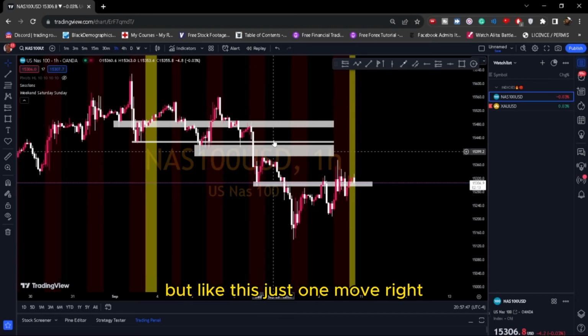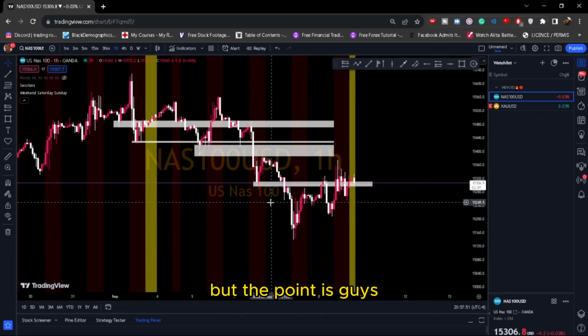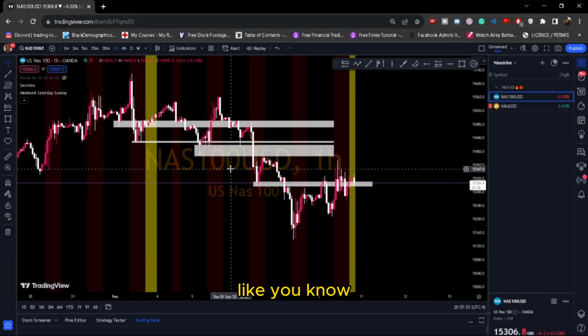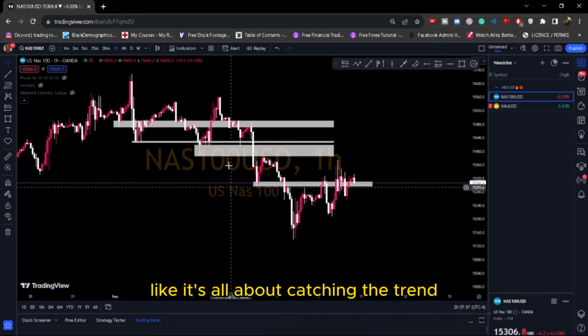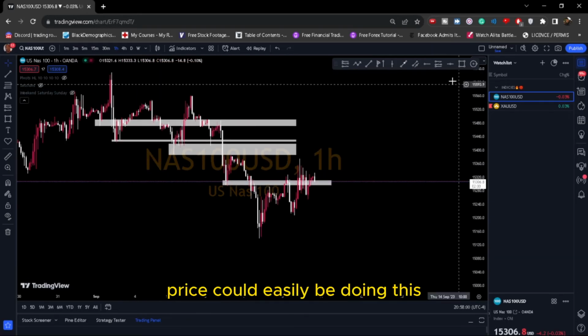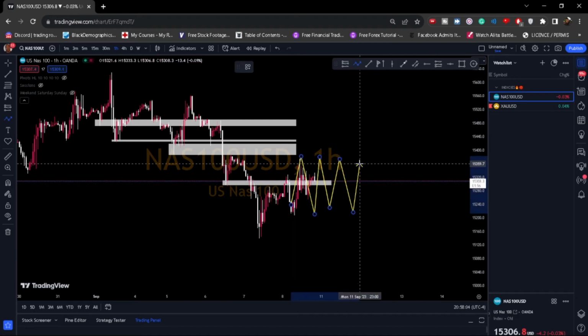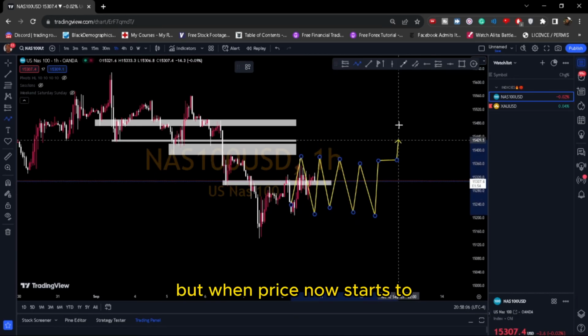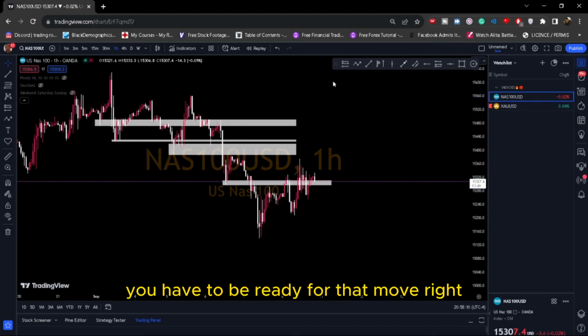But this is just one move, right? And what if you held throughout this move? The point is, guys, it's all about indication, correction. It's all about catching the trend. So in this case, price could easily be doing this, maybe for the rest of the whole week, and that's okay. You feel me? But when price starts to trend, that's when you catch it. You have to be ready for that move.